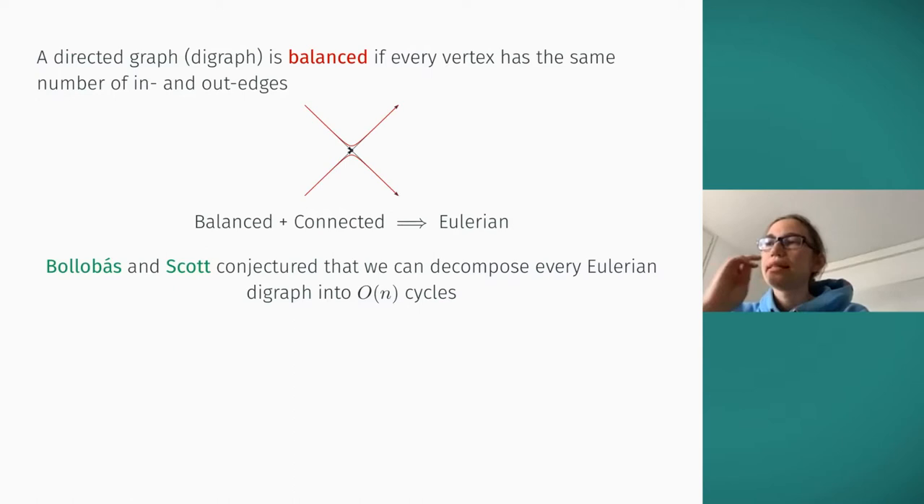Some old conjecture from Bollobás and Scott says that you can decompose every Eulerian digraph into linearly many cycles. So they're a bit less optimistic than Hajós. There's also a series of papers from the time where this conjecture appeared, discussing what the constant is. But I think it would be really nice to get this to linear before figuring out the exact constant, because it's not n over 2 like in the undirected case.